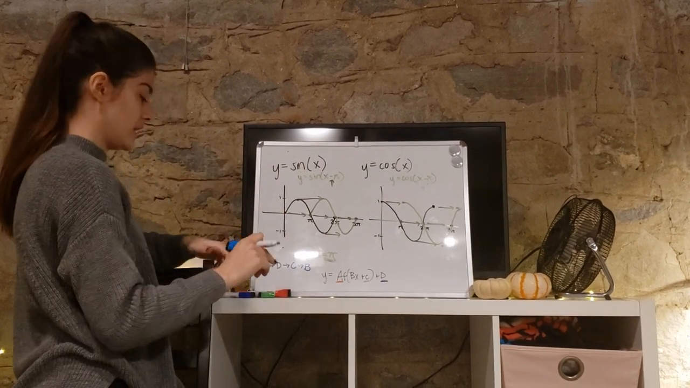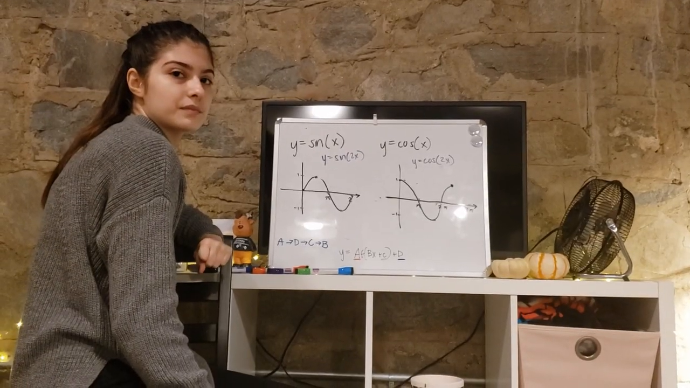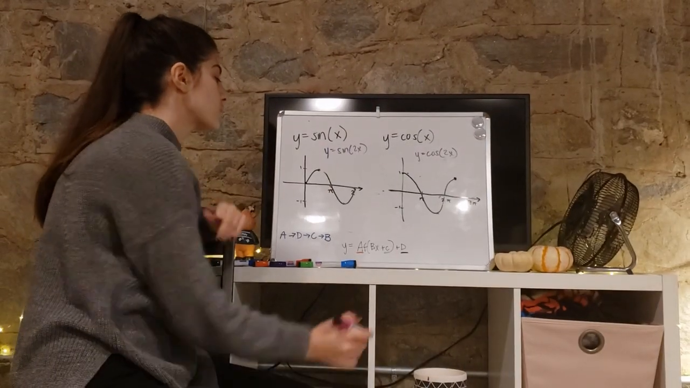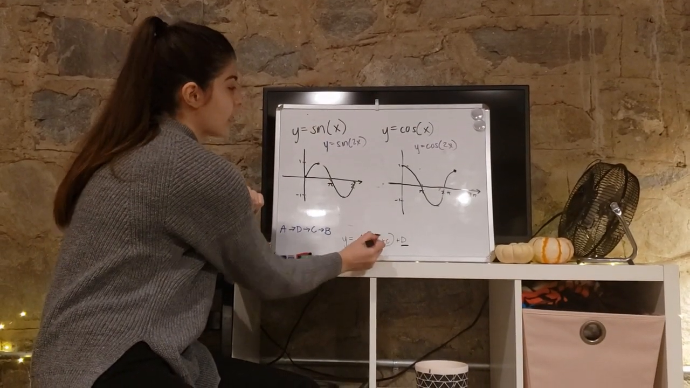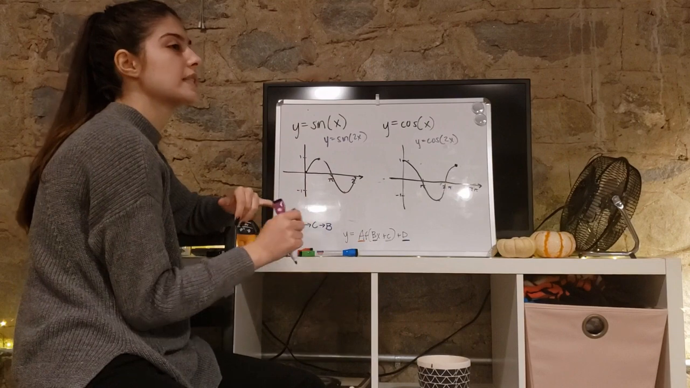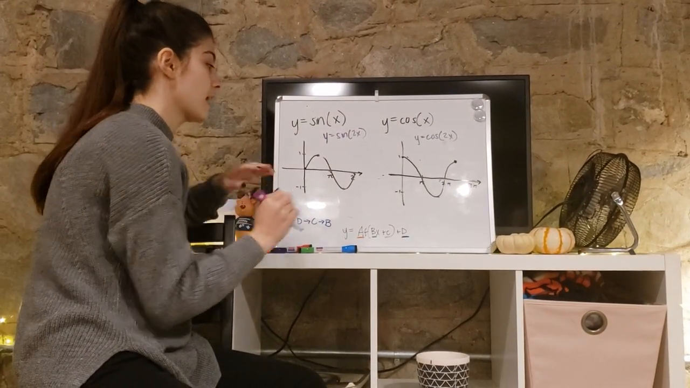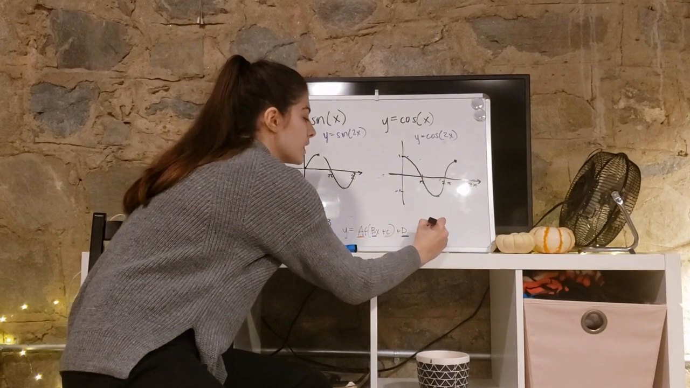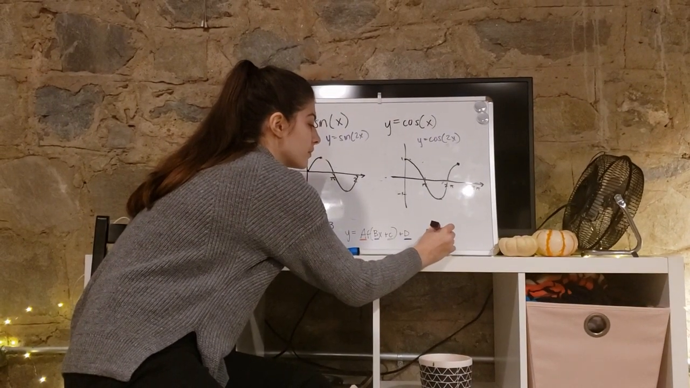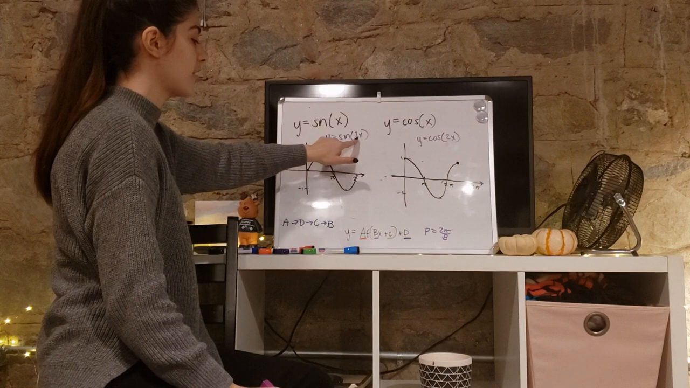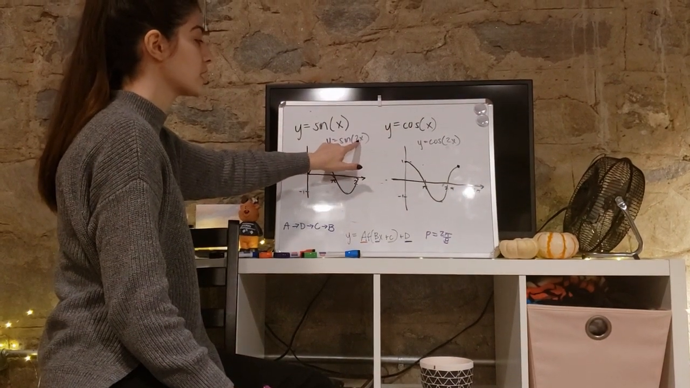Now let's talk about B, last but not least. B helps us find the period. If we're looking at sine, cosine, cosecant, or secant, we're going to use the formula P equals 2 pi over B. That's exactly what we're going to do. Here, the coefficient in front of the x is 2.